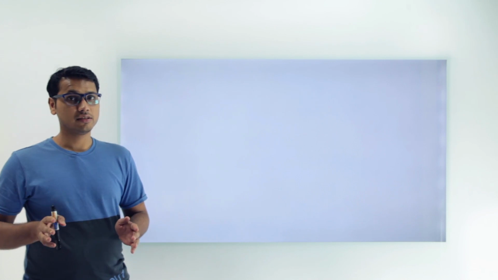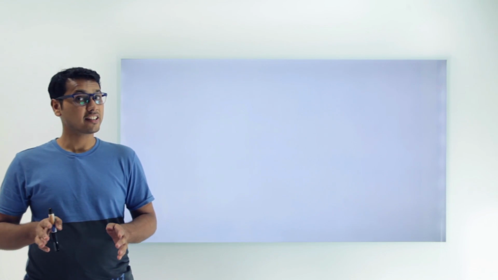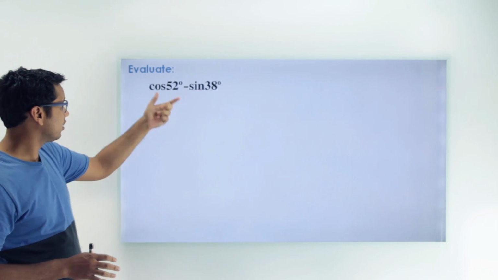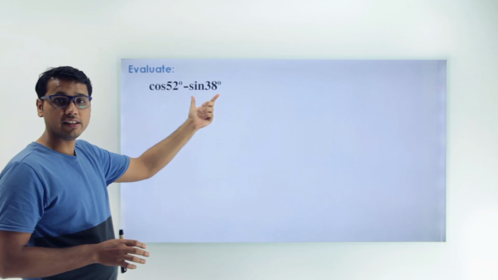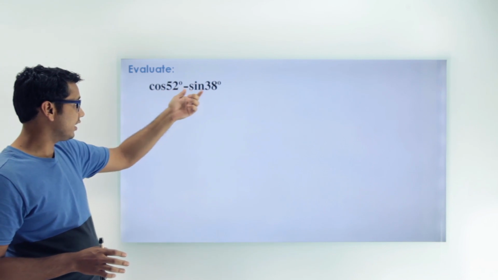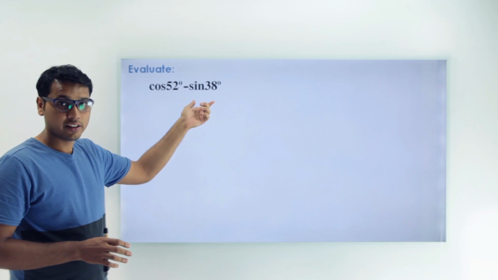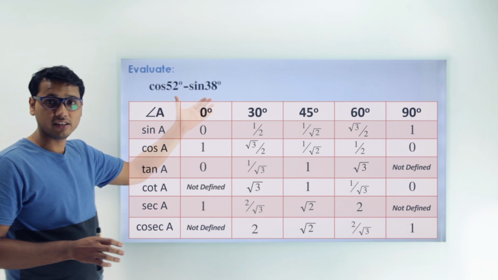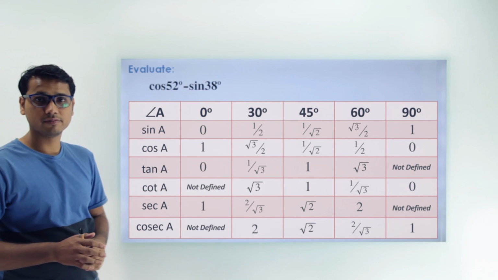Since we had learned about the trigonometric ratios of the complementary angles, now we'll look at some examples of them. So here's the first example, which says that we have to find the value of cos 52 degrees minus sin 38 degrees. Now if you look at these angles, 52 degrees and 38 degrees, can you tell me what is the value of cos 52 and what is the value of sin 38 by looking in the table?